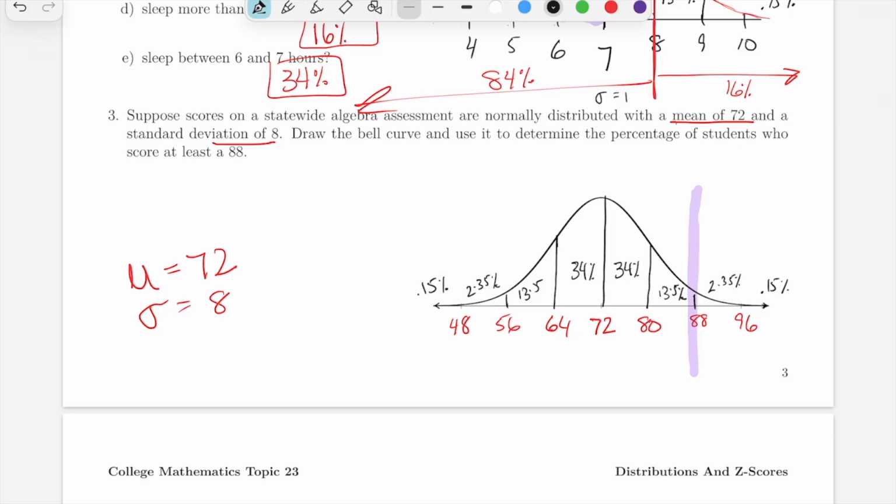Some people get really confused with this. They see the word least and they think that's lower, right? No, this is saying 88 is the smallest. So if 88 is the smallest, we only want 88 and bigger. So that would be this way to the right. So we're going to add up this 2.35% plus the 0.15%, and that gets us 2.5% scored an 88 or higher. They scored at least an 88.